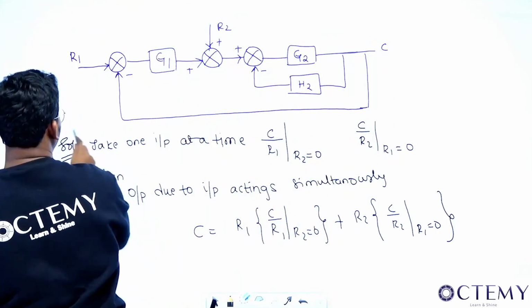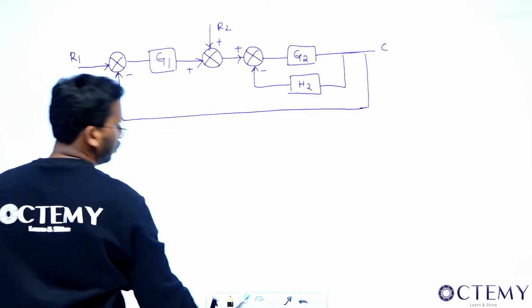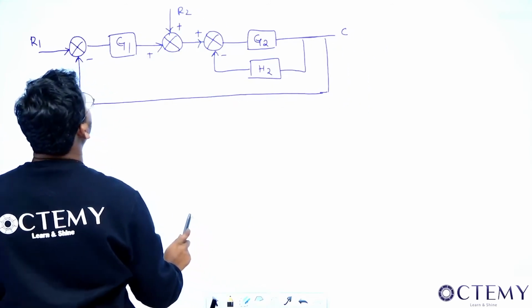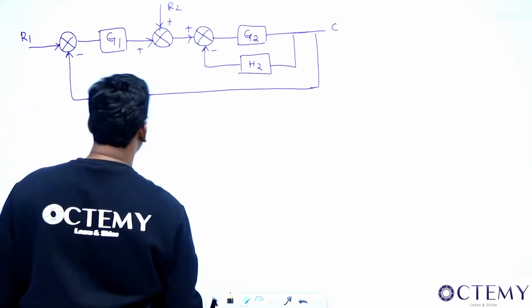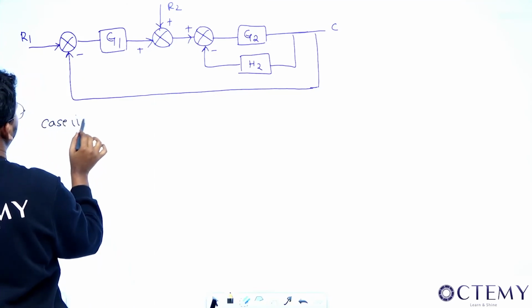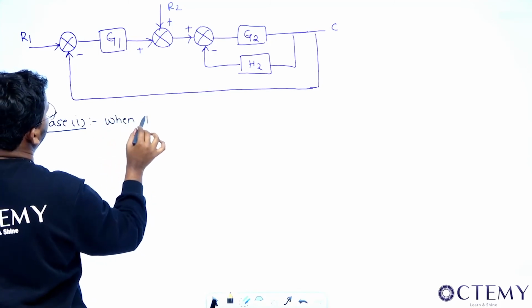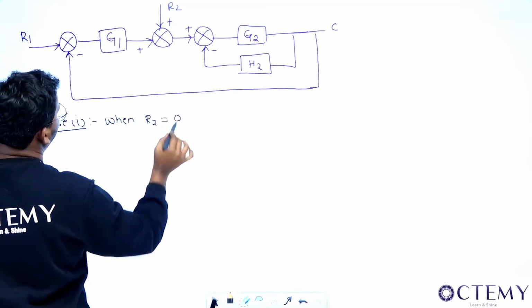This I will remove. This also I will remove. So let us assume case 1, that is when R2 is equal to 0.